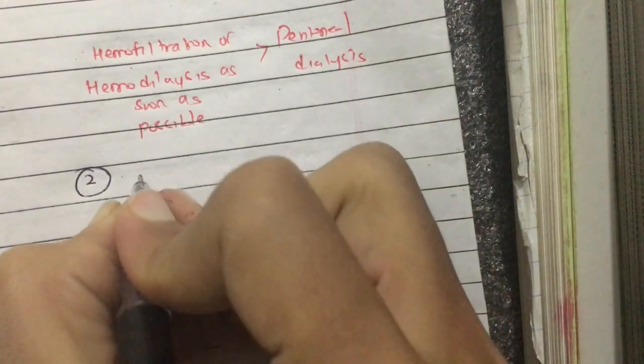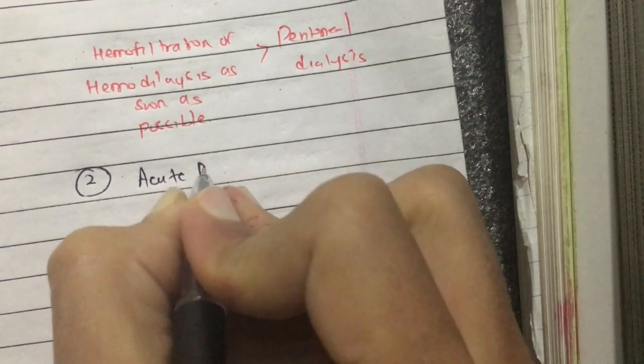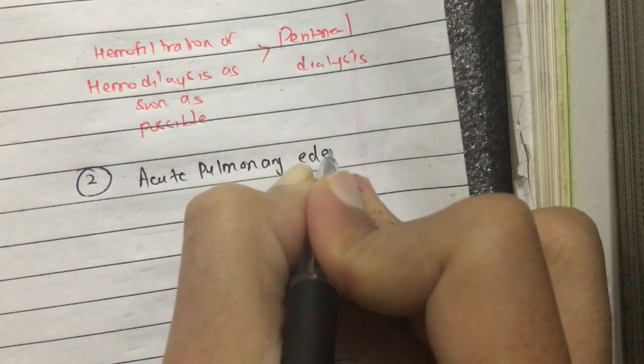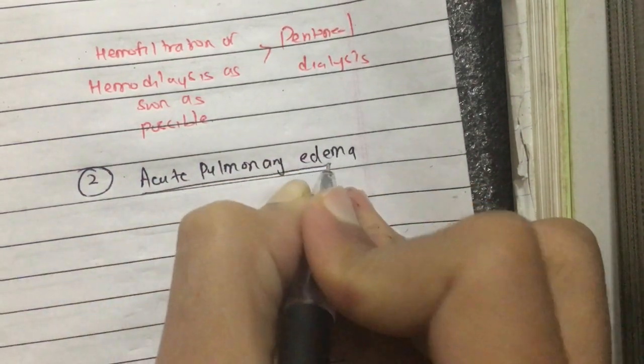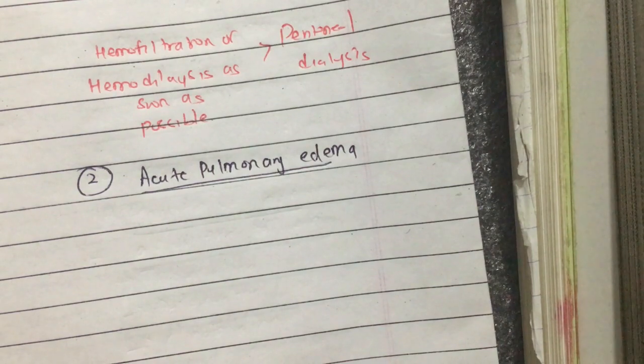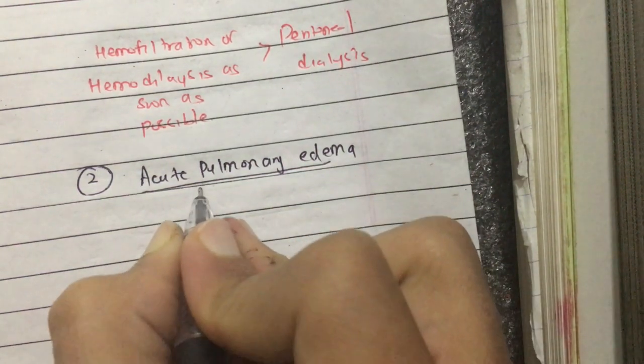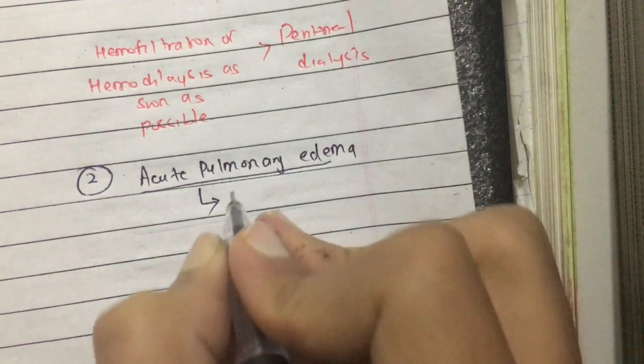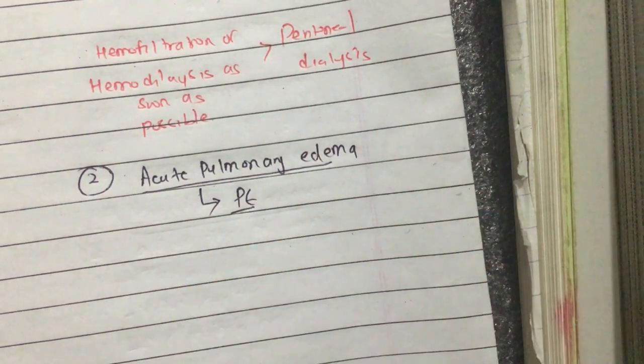Second is acute pulmonary edema. How can we manage acute pulmonary edema? The acute pulmonary edema caused by malaria is managed in a similar pattern as the pulmonary edemas caused by other etiologies.